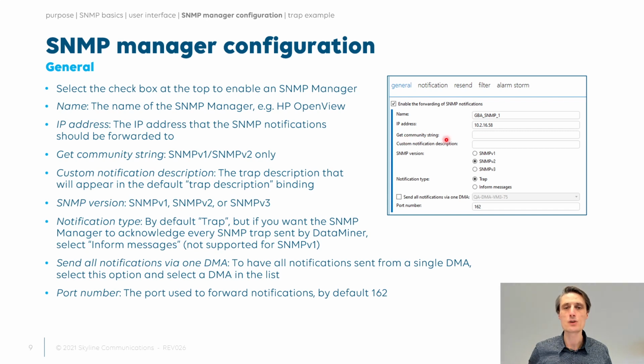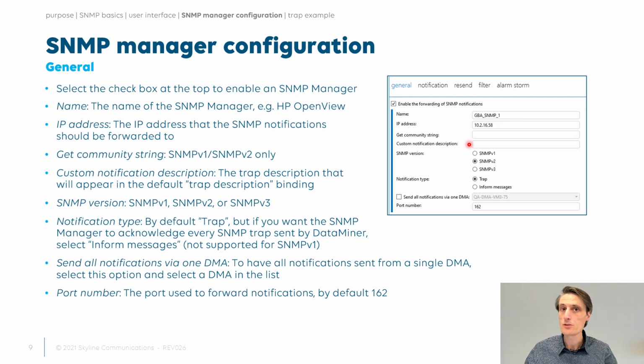You also have a community string you can attach to an SNMP trap. That's only for V1, V2. And there is also a possibility for a custom notification description, a custom trap description we are able to add. That's an additional binding that is being added. And this can be used for filtering on the other side, on the third-party system, because maybe you have 2 DataMiner systems and they are both sending alarms to the same destination where it's being consolidated.